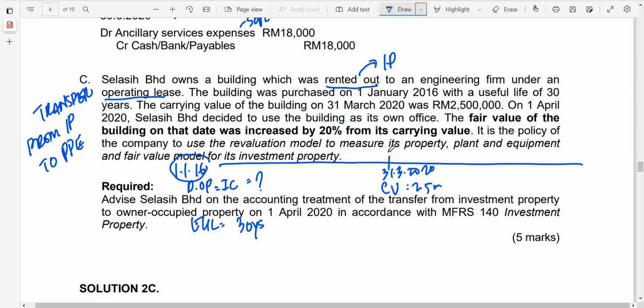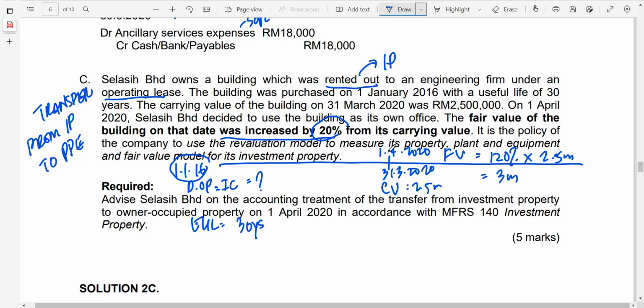On 1st of April 2020, which is right after, a day later, you were informed that the fair value was increased by 20%. It means that it was 120%, meaning that the fair value is 120% of 2.5 million. That will give you 3 million. So that was the fair value, because if you have a decrease by 20%, you have to put it as 80%, a reduction of 20%.